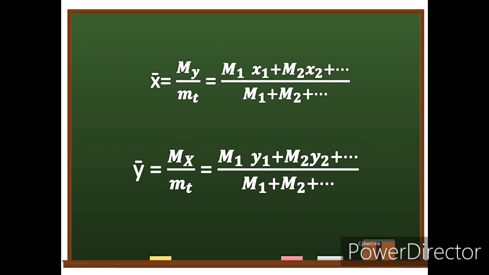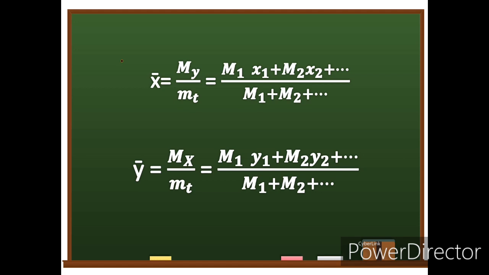This is the formula to find the x-axis in a two-dimensional problem. X bar is equal to m sub y over the total mass, which is equal to m1 times x1 plus m2 times x2, and so on if we have more than two objects, over m1 plus m2.